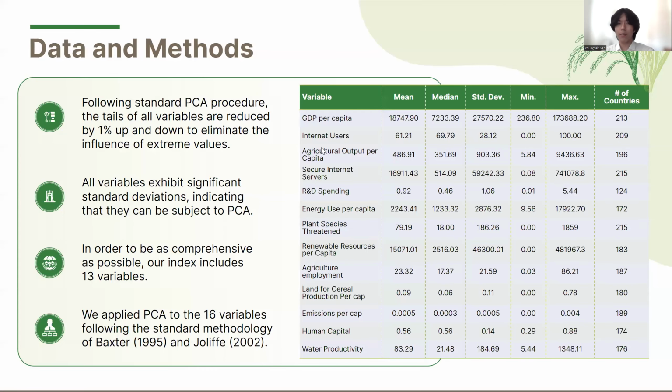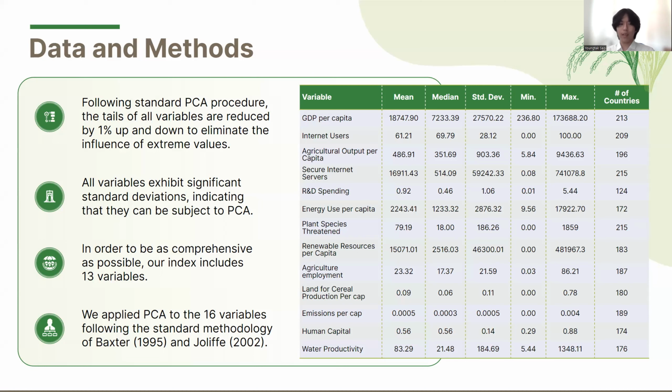So now is the data and methods section of creating the index. We mainly use the PCA method. Following the standard PCA procedure, the tails of all variables are reduced by 1% up and down to eliminate all the influence of extreme values or outliers. And all variables exhibit significant standard deviations, indicating that they can be subject to PCA.